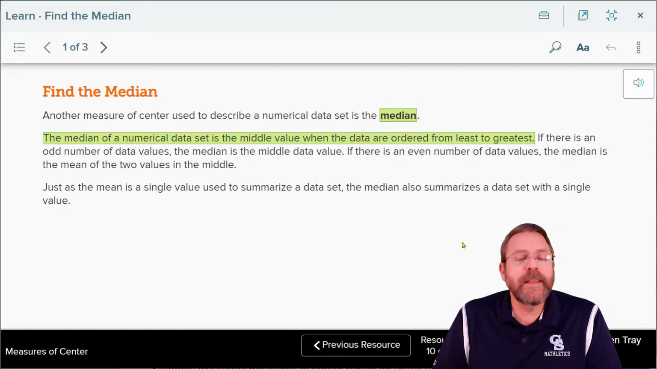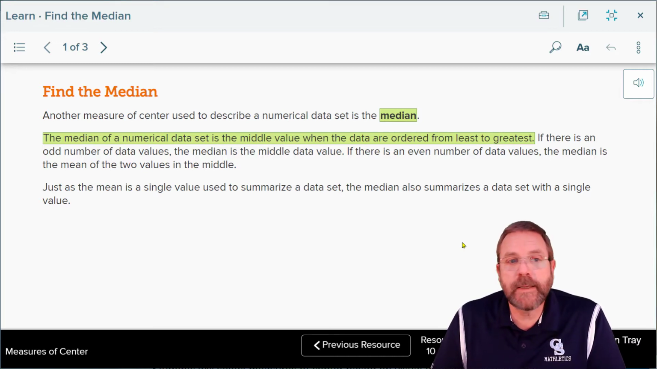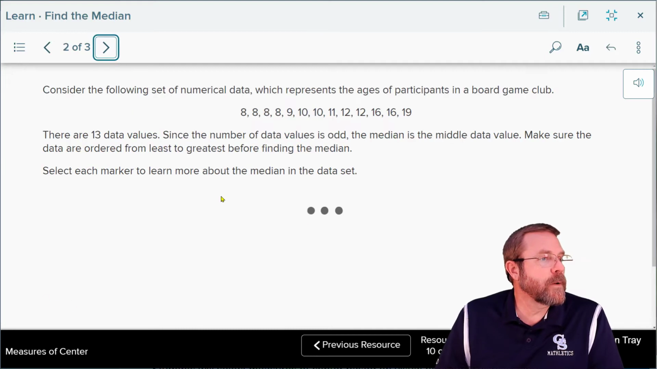However, if there's an even number of data values, you're going to have to average the 2 middle values in order to find out what the true median is. Let's take a look at what we're talking about here.